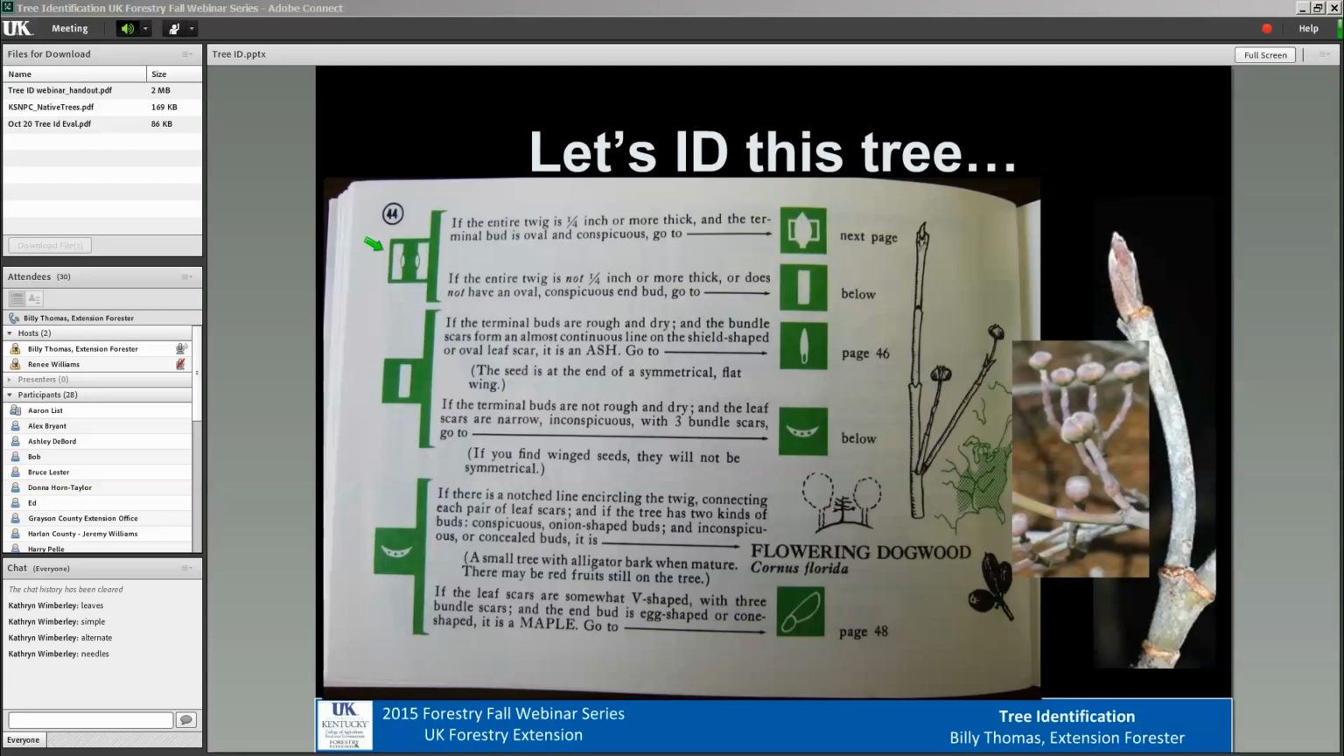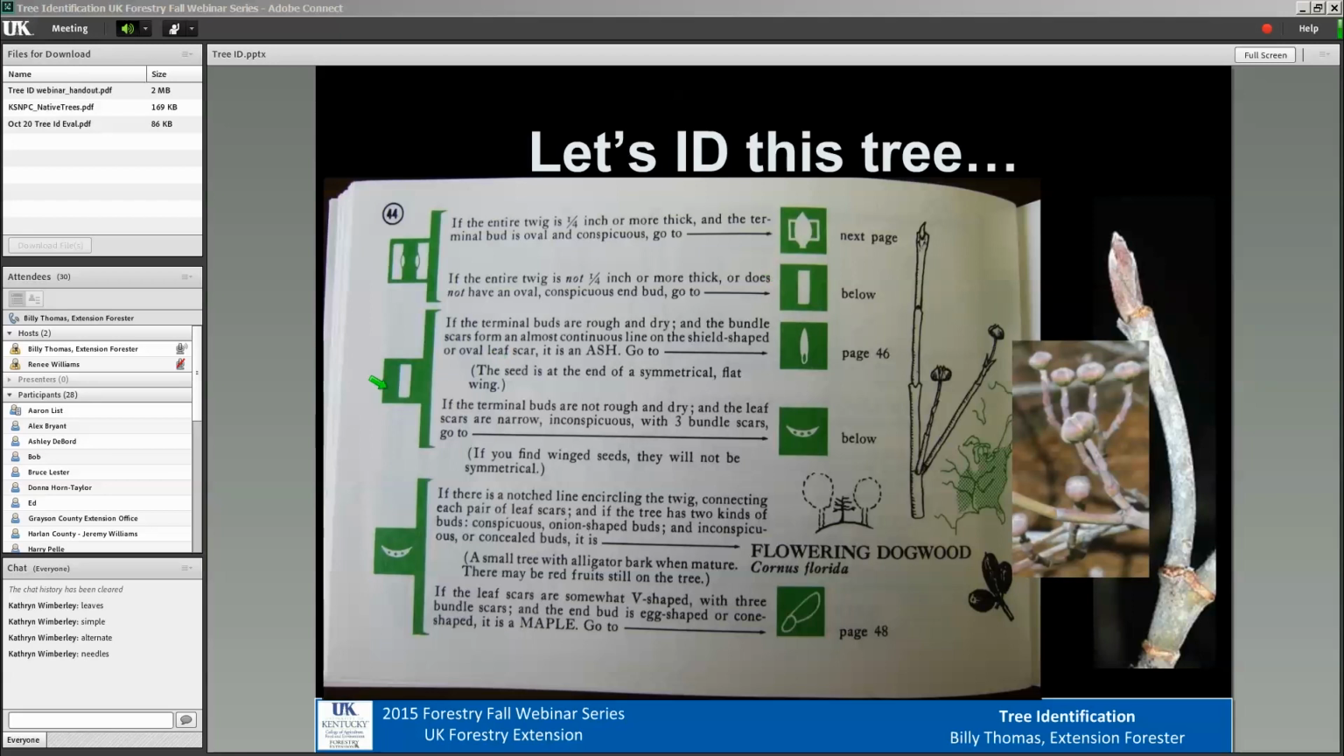up here. If the entire twig is a 1/4 inch or more thick and the terminal bud is oval and conspicuous, go there. Or if the entire twig is not 1/4 inch or more thick, or does not have an oval conspicuous end bud. So this one, this is the one that applies. This is a small, really thin little twig, so it's less than a 1/4 inch thick. So we're going to go below to this symbol here. That brings us to here.